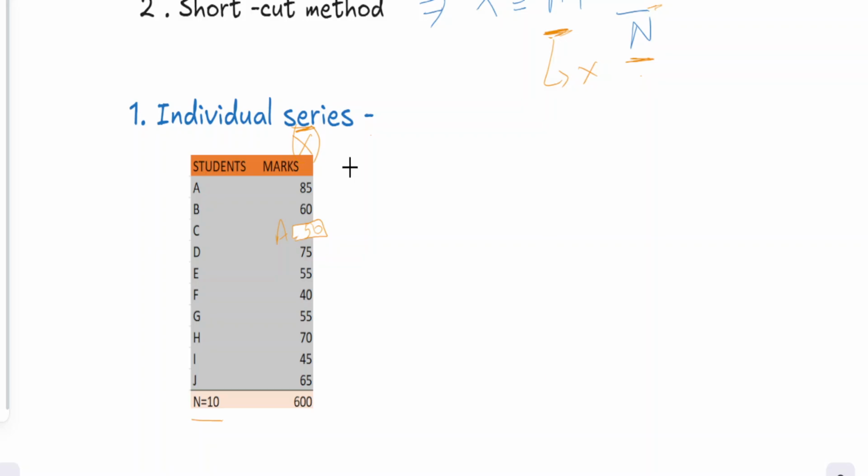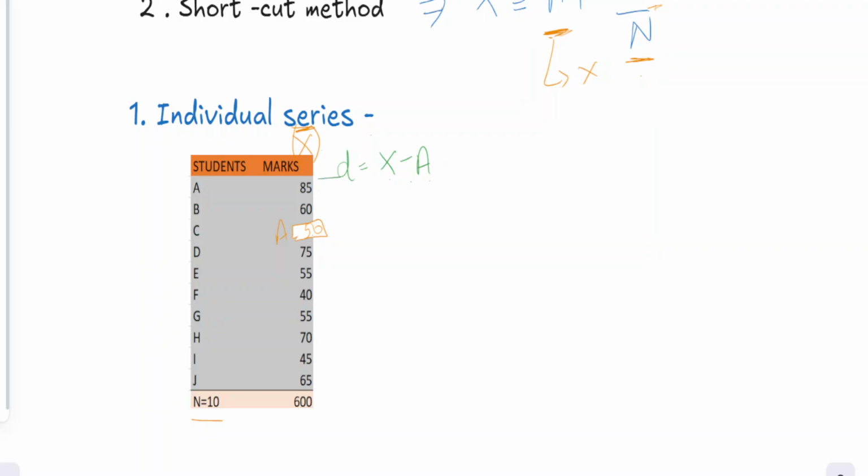Okay, then I have to find d. D is basically a deviation, how your assumed value is deviated from your actual value. Deviation basically means how far or how close that value exists towards the value which you have assumed. Now d is to be found from x minus a. That is, you have to subtract a, the value you have assumed, from x, the value which you have taken for these marks.